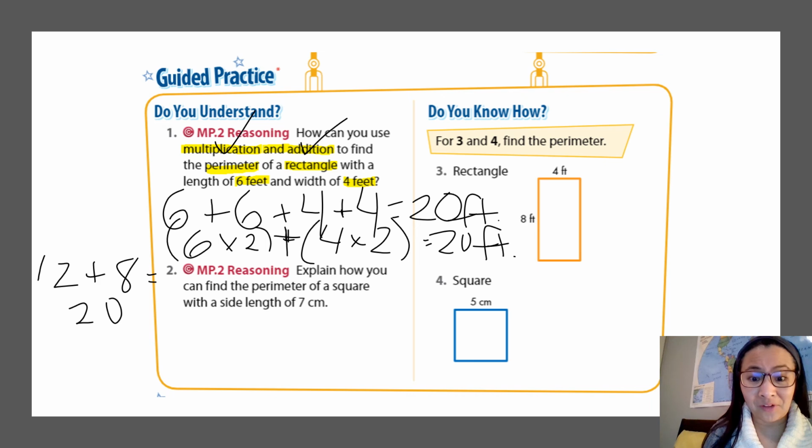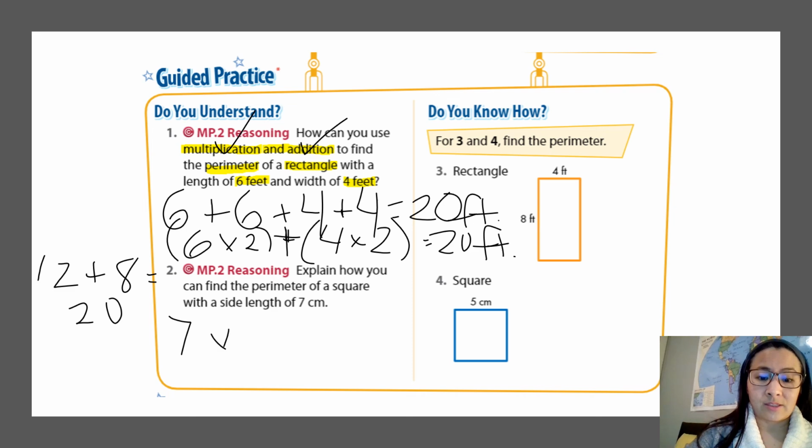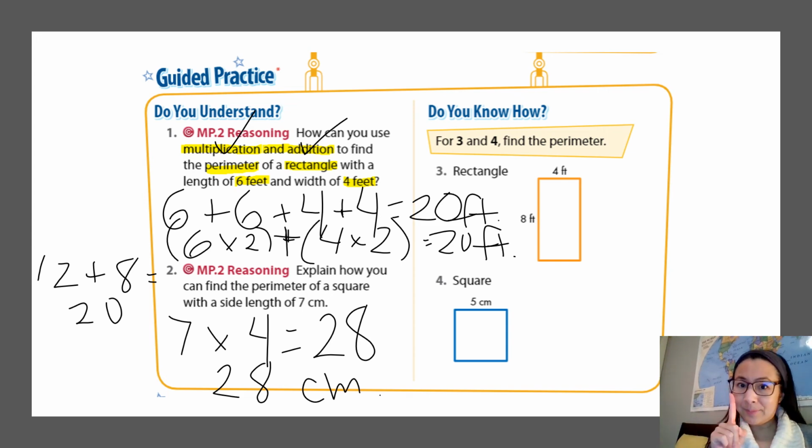Will you write it down? All the sides of the square are the same length. We can use the 7 centimeter length for all 4 sides. And then, of course, show your math. 7 times 4 equals 28. So the perimeter is 28 centimeters. Don't forget the label. Okay. All right, well, I made a mess of this guided practice.